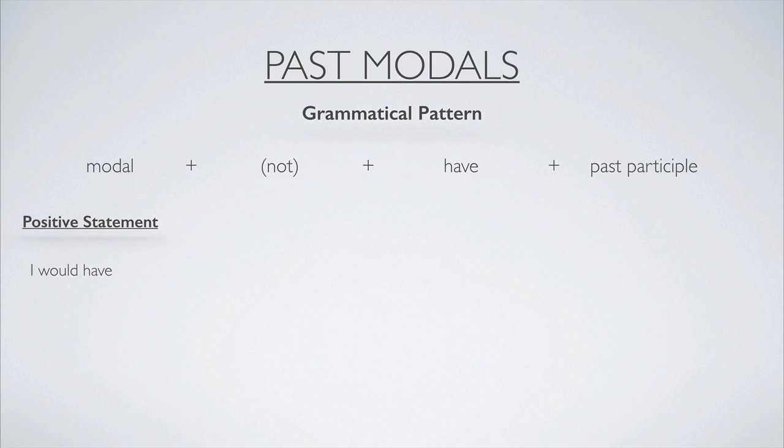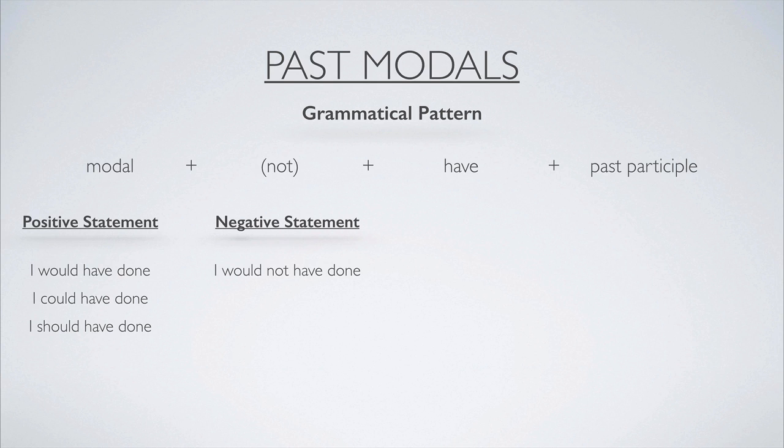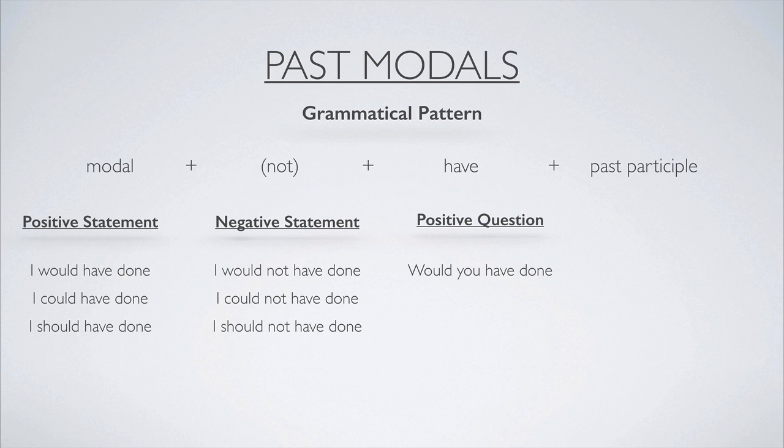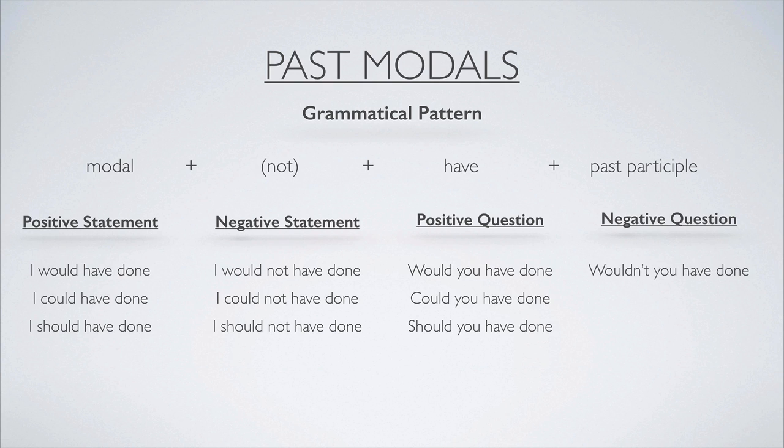Let's see some examples. Positive statements. I would have done. I could have done. I should have done. Negative statements. I would not have done. I could not have done. I should not have done. Positive questions. Would you have done? Could you have done? Should you have done? Negative questions. Wouldn't you have done? Couldn't you have done? Shouldn't you have done?